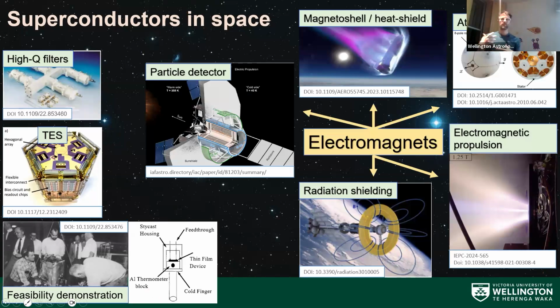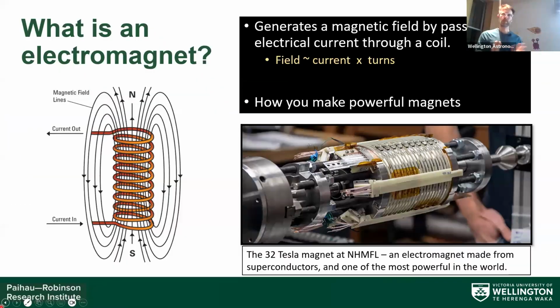By far, though, the majority of applications involving superconductors in space, you wind the superconductor into a magnet, an electromagnet. So just very briefly, in case it's a bit unusual, what do I mean by a magnet? You take your superconductor or your wire or whatever, you wrap it in a coil, and if you put current through it, you generate a magnetic field. The field roughly goes as the number of turns in your coil times the amount of current going through it. This is the way people make the most powerful magnets in the world. You don't make them out of a magnetic material, you make an electromagnet.